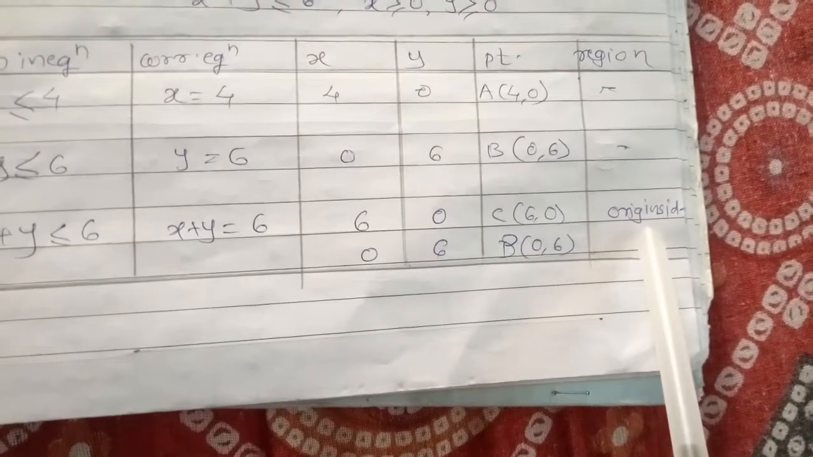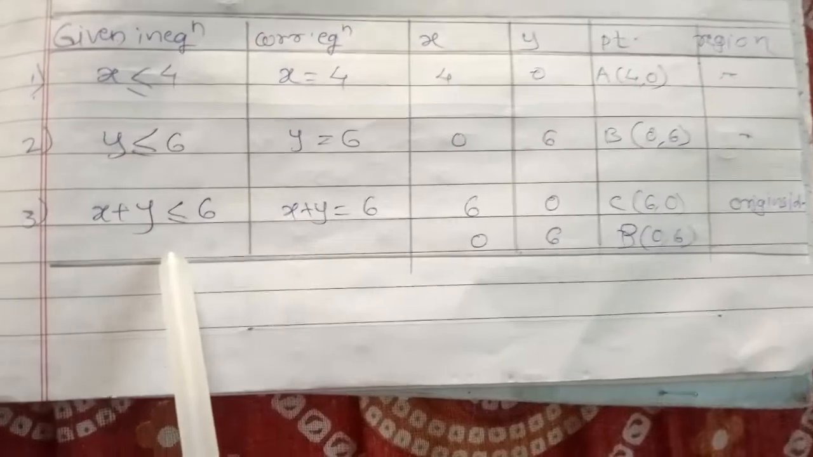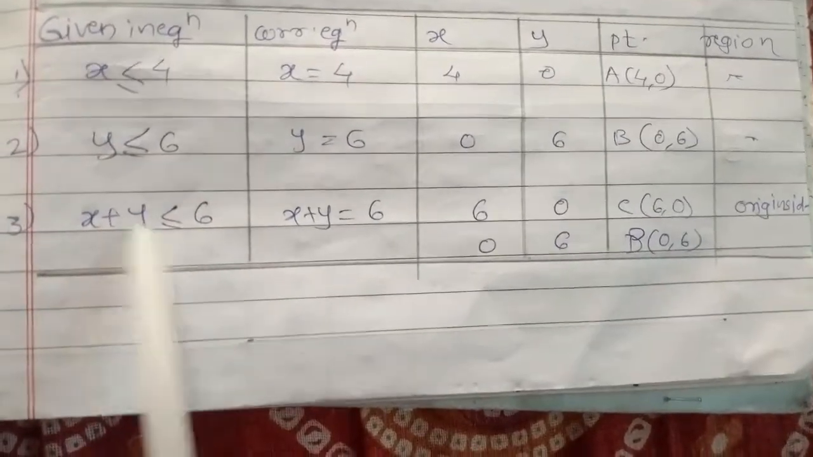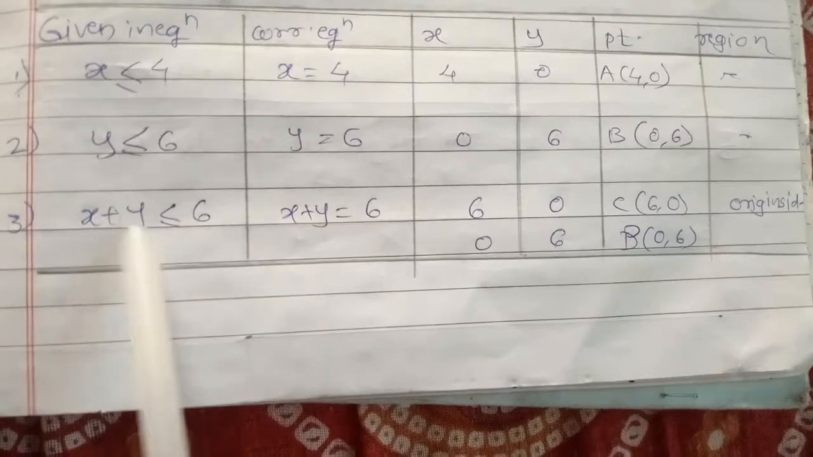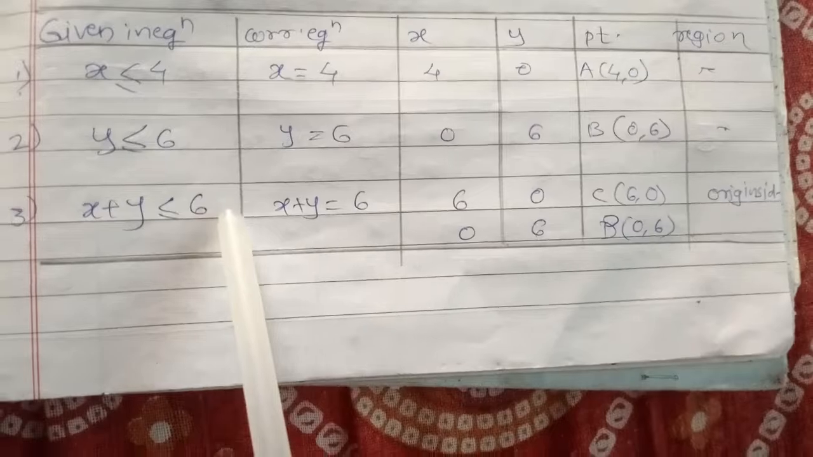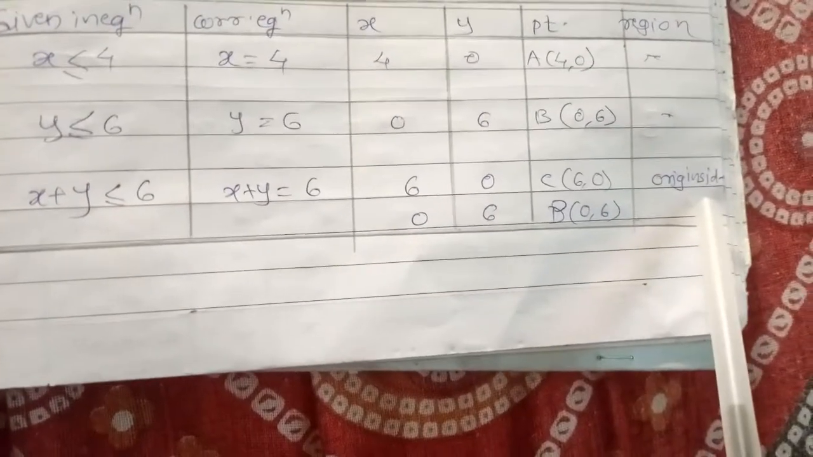Now we have to find out whether we have to draw the arrows on the origin side or the non-origin side. So you know how to do it. You put the coordinates of the origin in the x and y positions. So 0 plus 0, we get 0 less than or equal to 6, which is true, and so we have to draw the arrows on the origin side. So you know all of this.